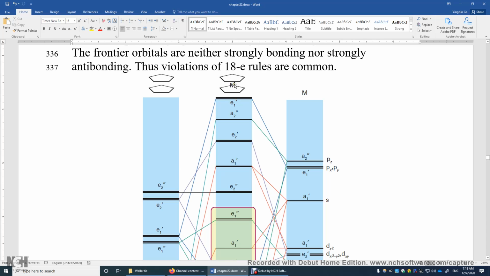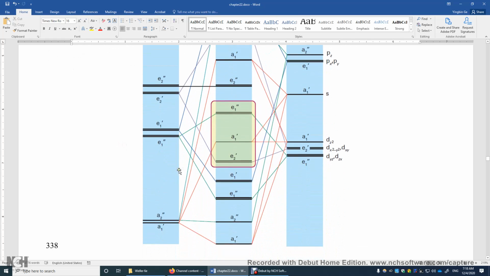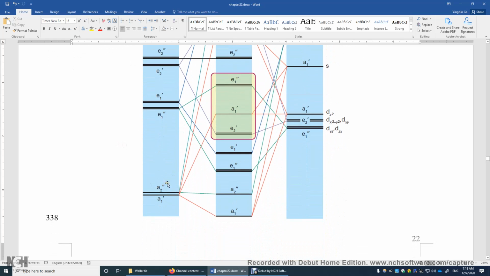And the top positive lobe interacts with the 5 positive lobes of the 5 p orbitals of the top ring. Okay? And again, we're talking about the 4 p orbital centered on the metal, the 4 p z orbital. So there's a negative lobe in this 4 p z orbital. The negative lobe interacts with the 5 negative lobes from the bottom ring. So that's how this p z interacts with this A2 double prime.